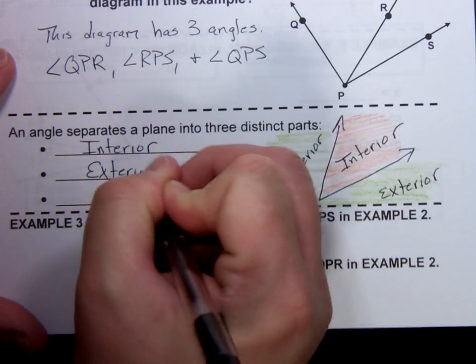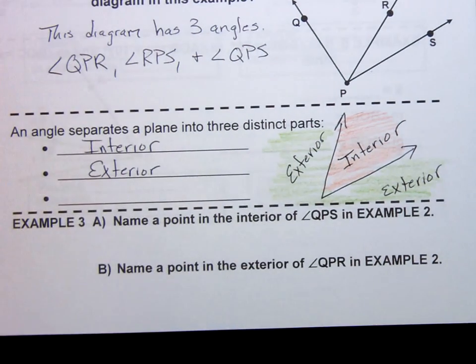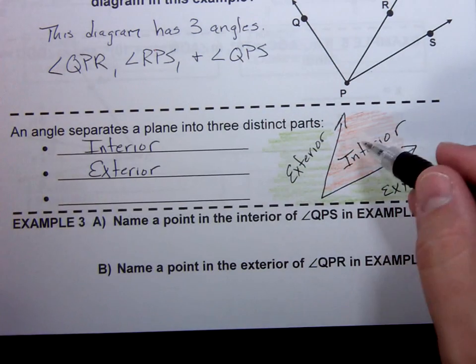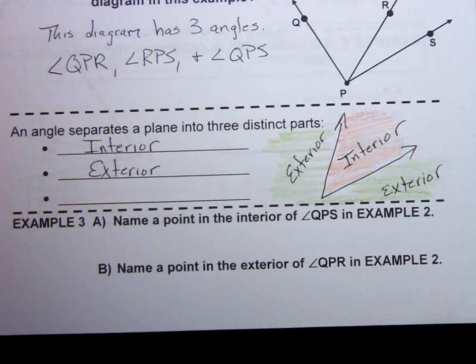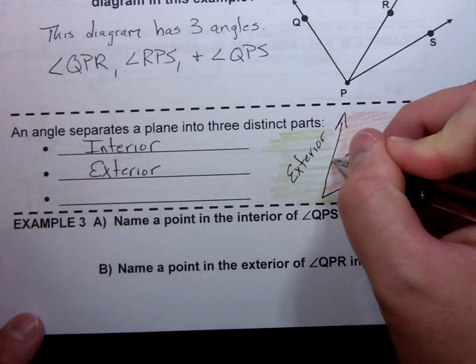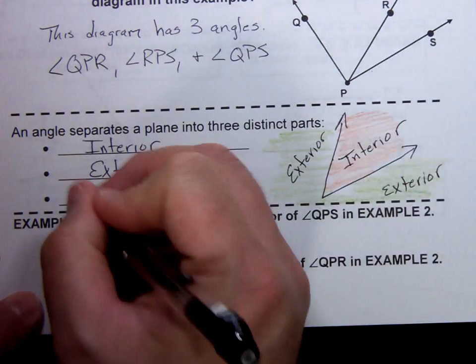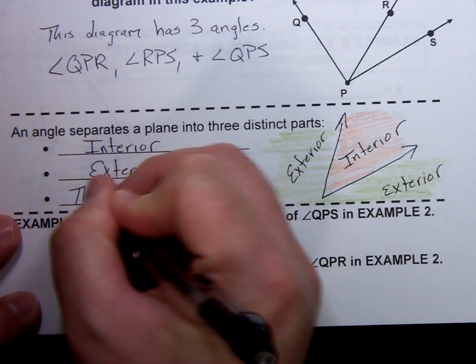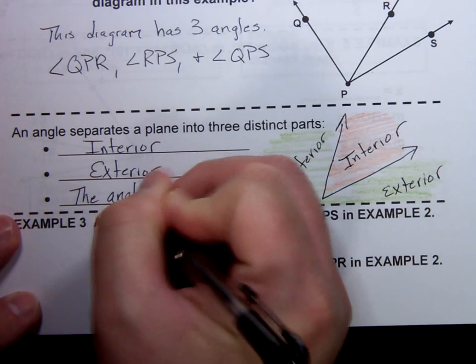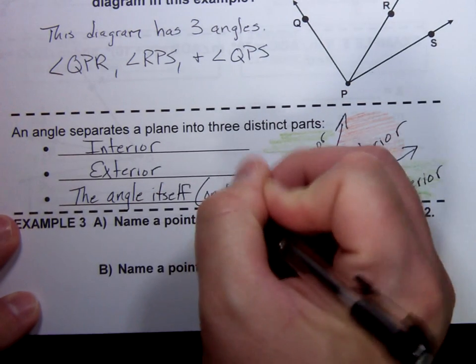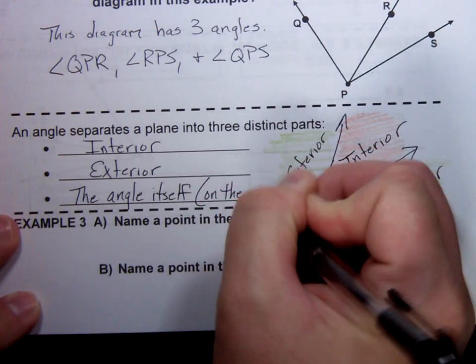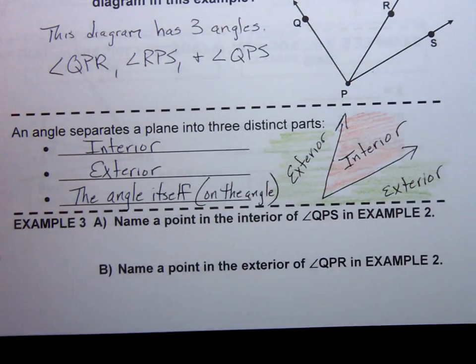And then there's one other place. If I'm just randomly putting my pin down, picking a random point, sometimes it's going to be on the interior, sometimes it's going to be on the exterior, and sometimes it's going to fall right on the angle. So you can say this a couple different ways. We're going to say the angle itself, or you could say on the angle. So when you have an angle, there's an interior space, an exterior space, and there's the angle itself.